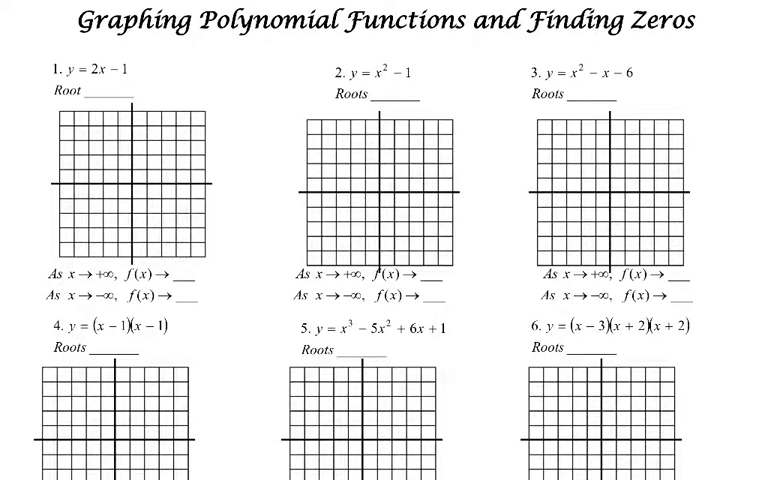So now we're going to graph polynomial functions and visually be able to look and see where those zeros are. And we've actually been doing this all along. So we're going to go back for a second to a line, right? Do you recognize that number one is a line?